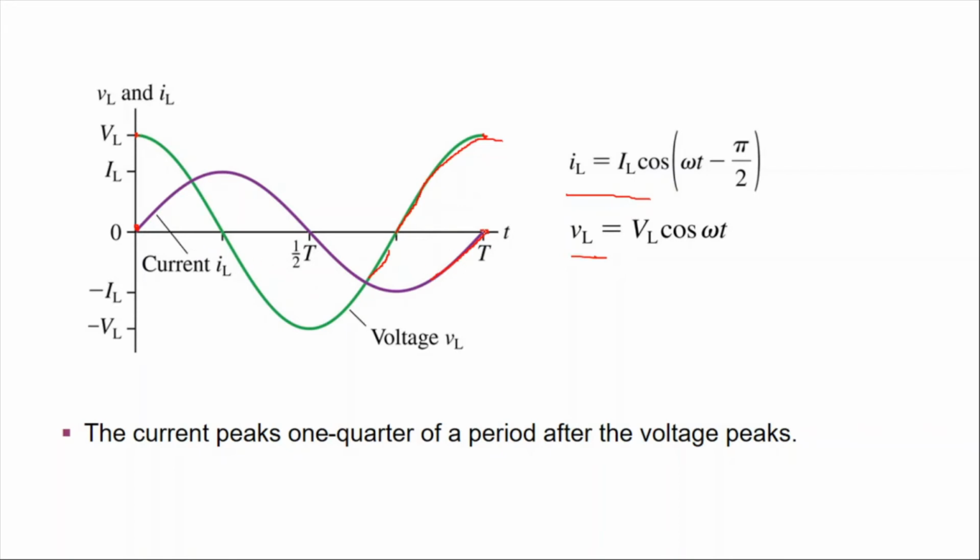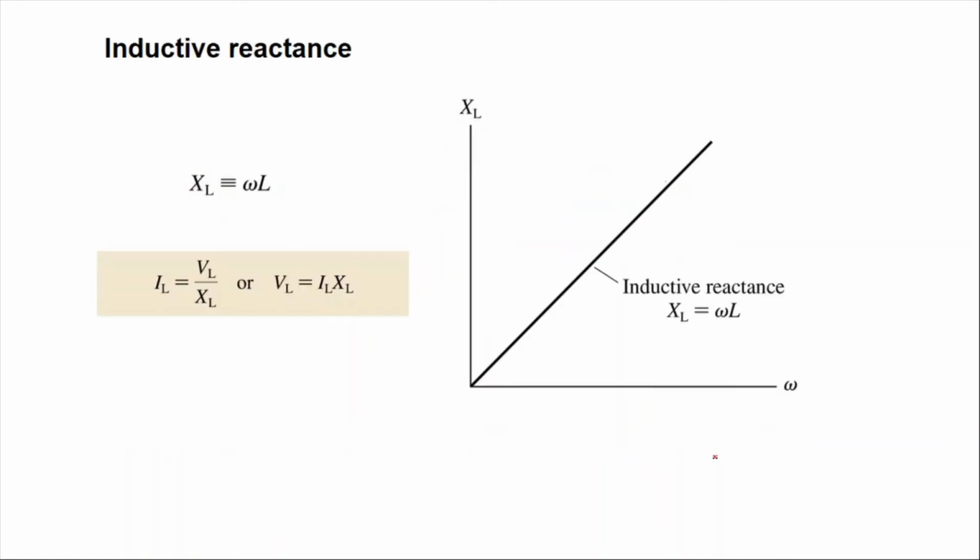Why? Because this is T over 2, and this is T over 4. First, the voltage is maximum. After T over 4 time, the current becomes maximum. So we say that the current peaks a quarter of a period after the voltage peaks.